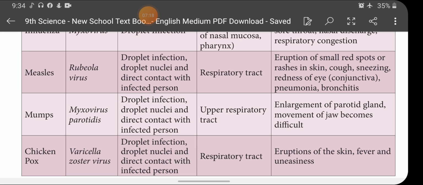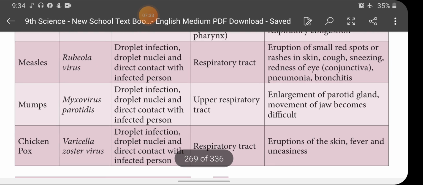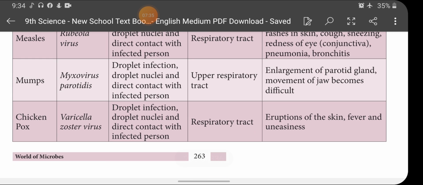Then eruption of small red spots or rashes on the skin, cough, sneezing, redness of the eye, pneumonia, and bronchitis are the symptoms of measles. So measles is a viral disease caused by the rubella virus. Okay. Next one is mumps. Mumps is also caused by a virus, myxovirus parotidis.